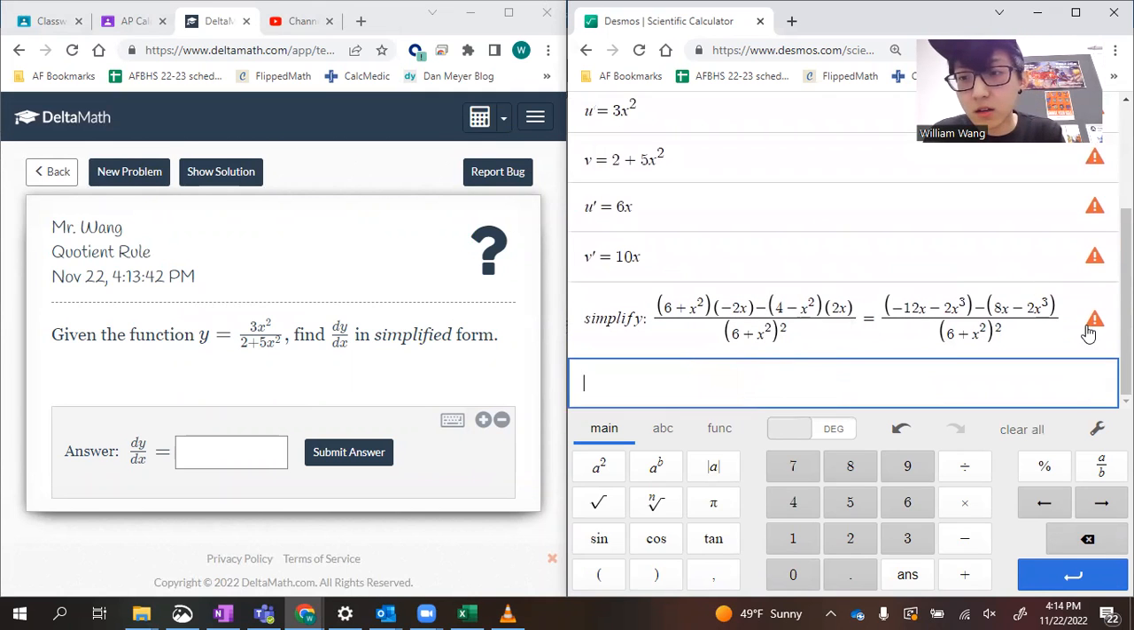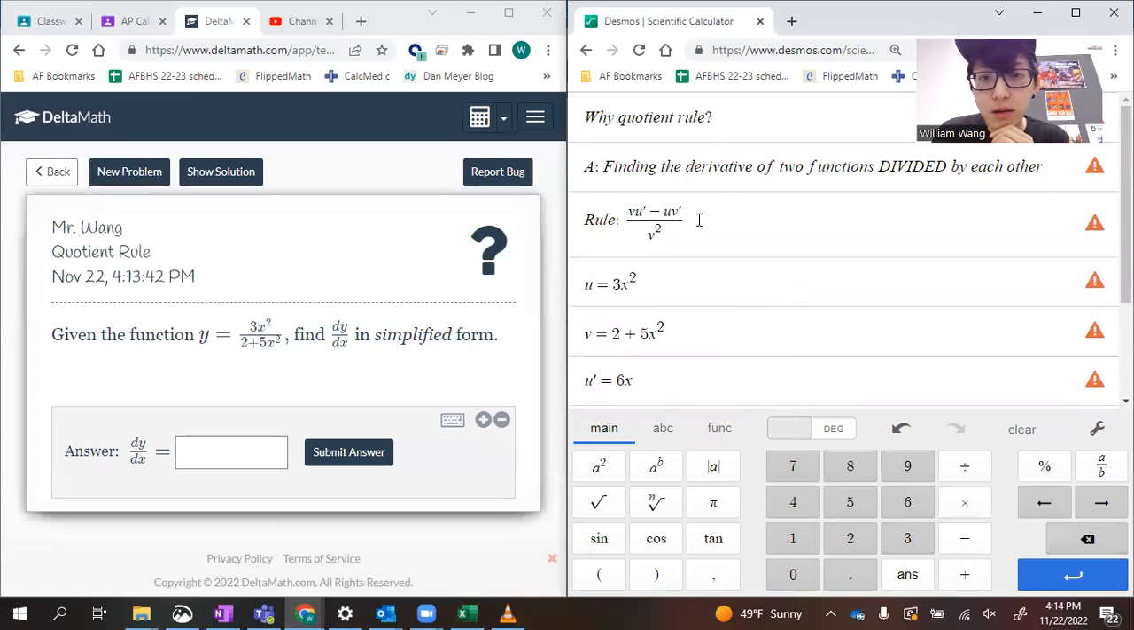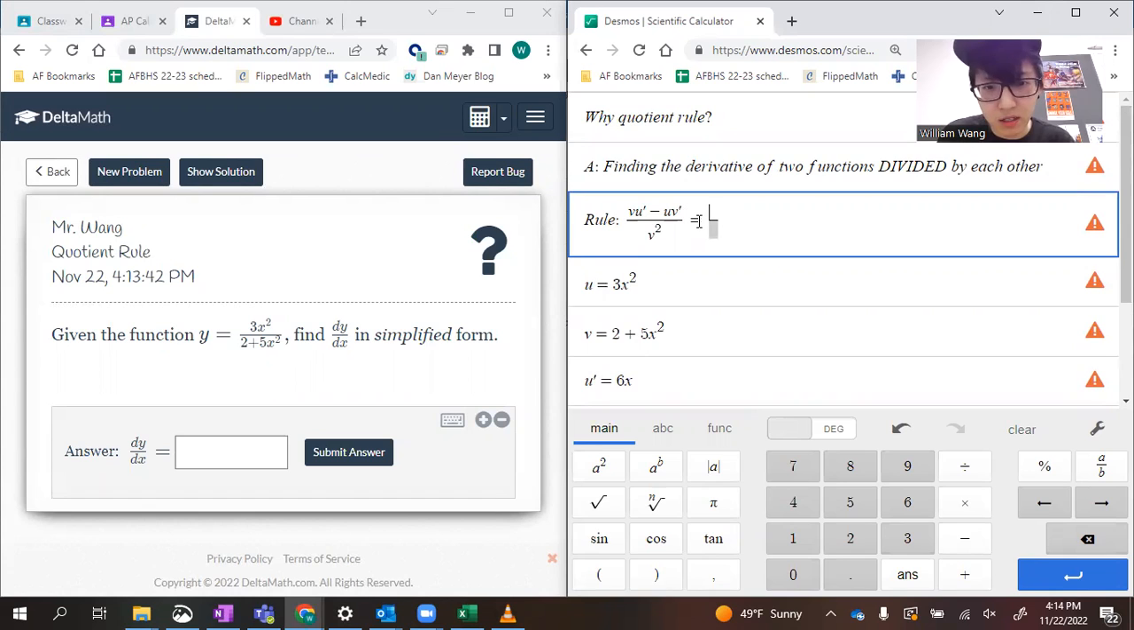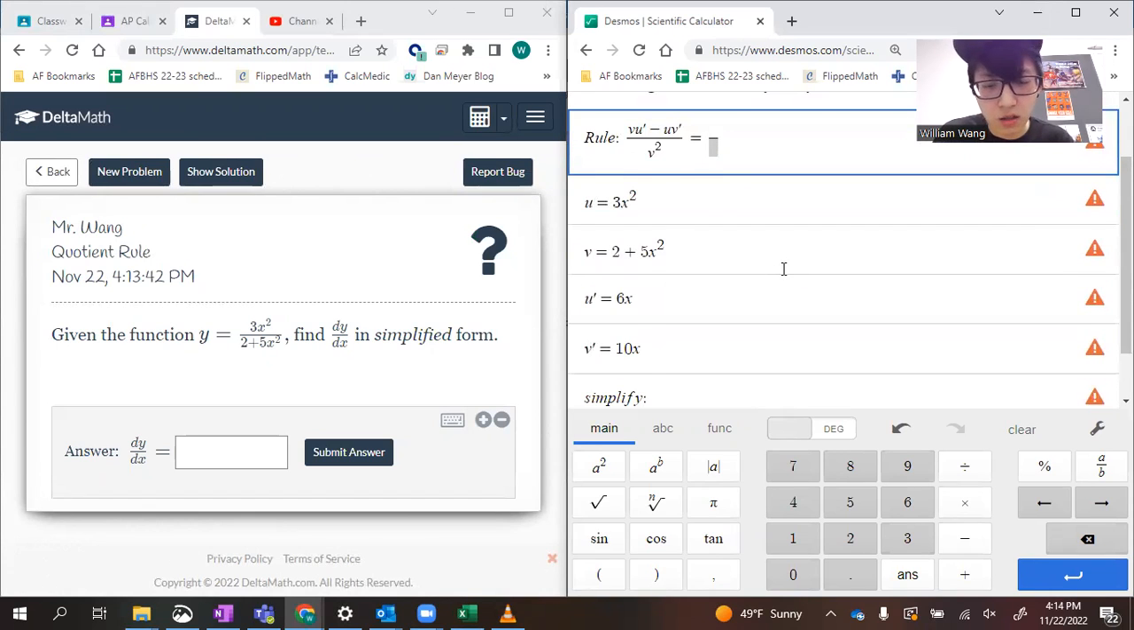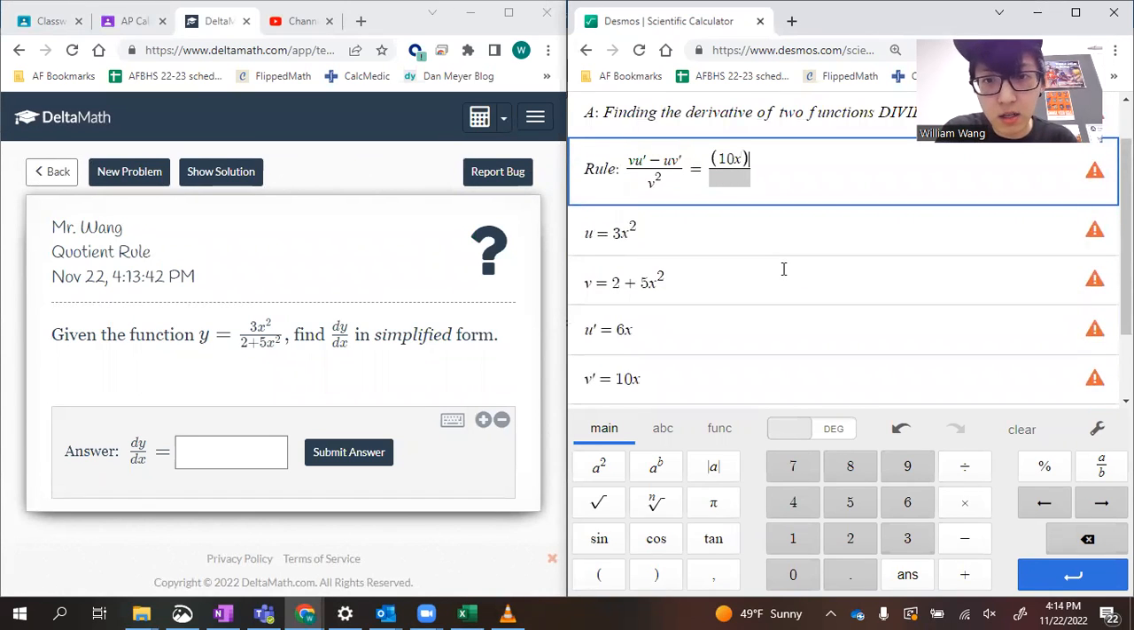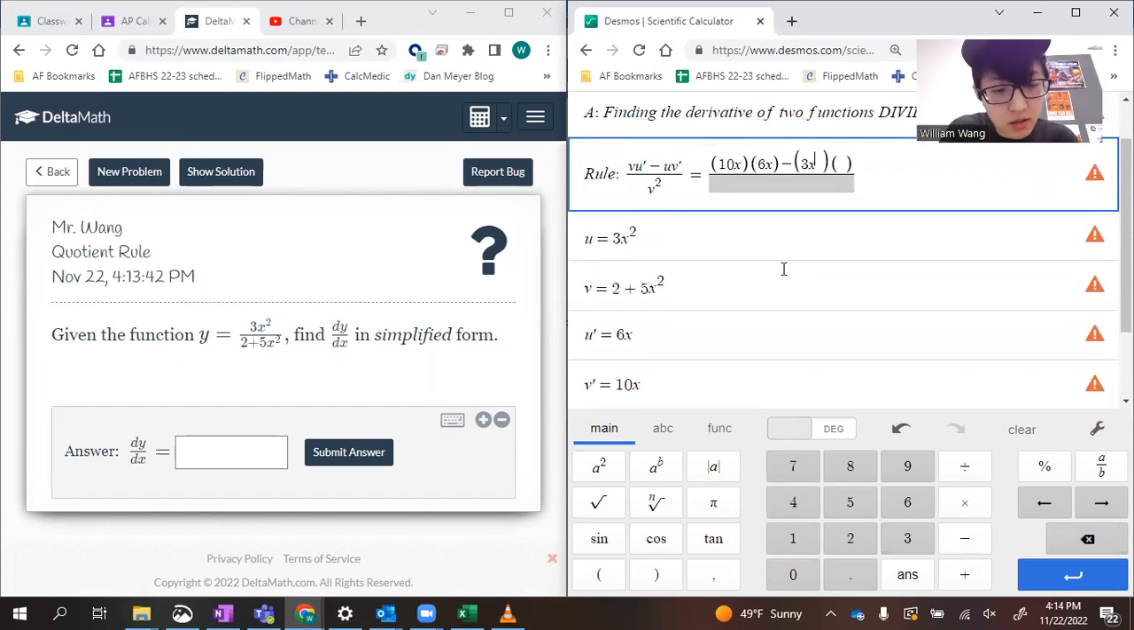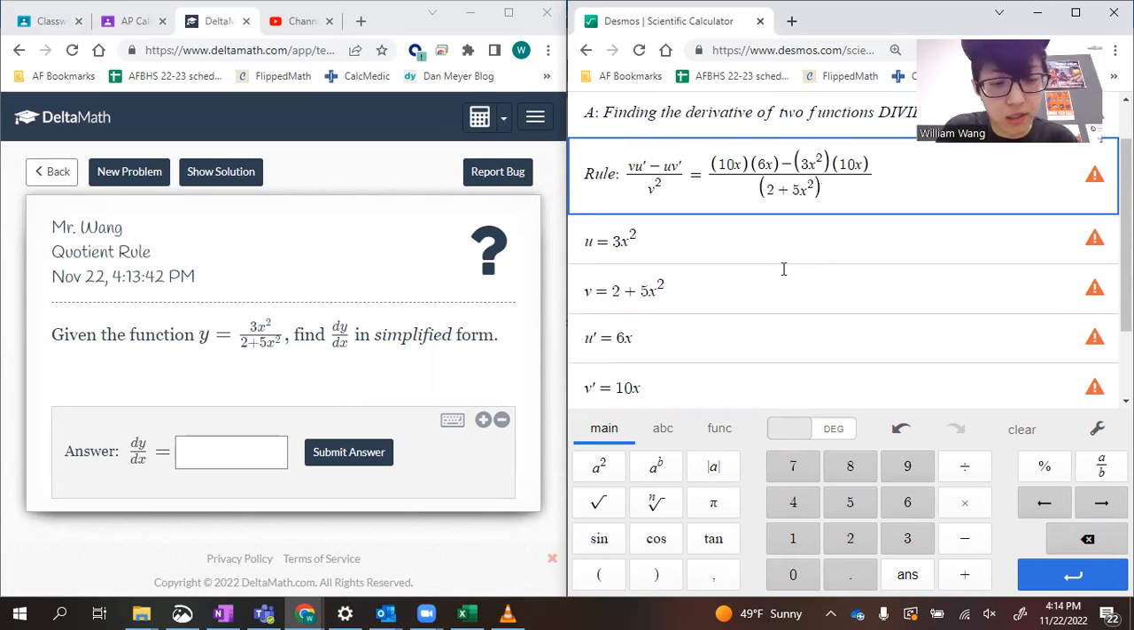Simplification. Actually, I won't even do that yet. Let's plug that into my rule. So it's vu prime minus uv prime. So that's v, so that's 10x times 6x. And remember, use your parentheses. Minus uv prime. My u is 3x squared. My v prime is 10x. My denominator, it's v squared. So I'm going to put my entire v, 2 plus 5x squared, and this whole thing is squared. Again, make use of your parentheses.